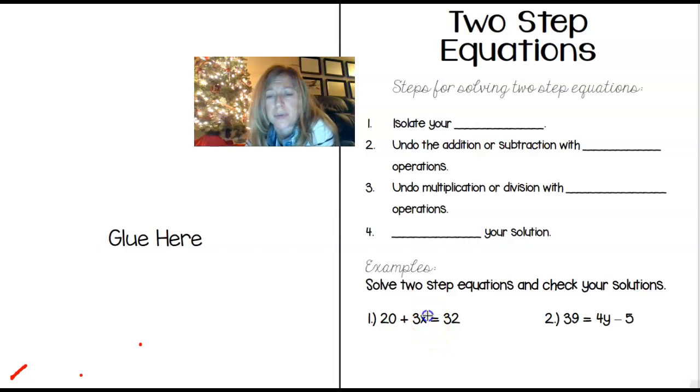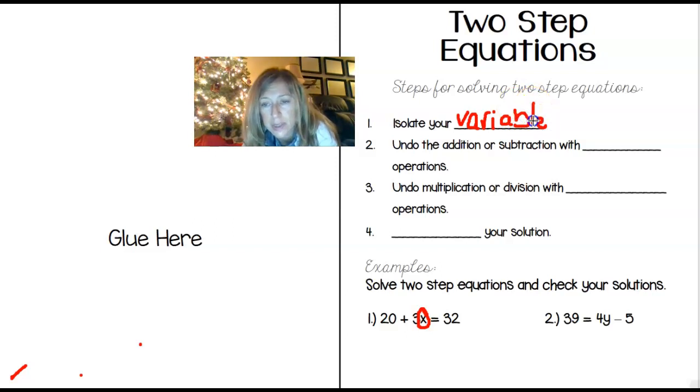But let's start, first of all, by circling the variable. We want to know what 1x is worth. So in order to know what 1x is worth, we need to isolate it. We need to get it by itself. So we need to isolate the variable. Please write this. If I write, you need to write.